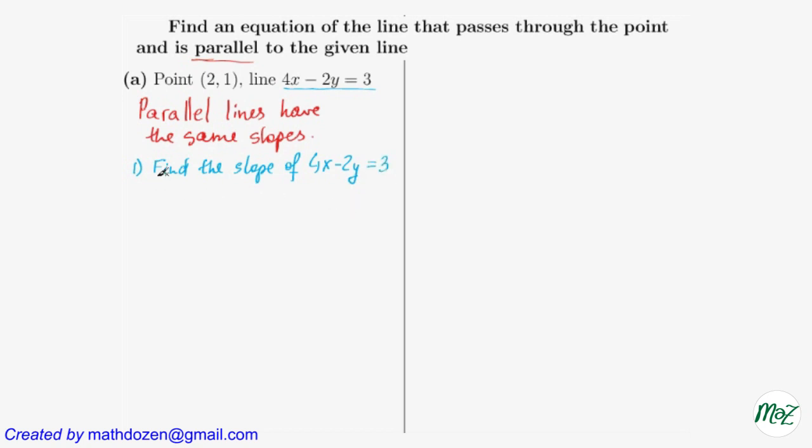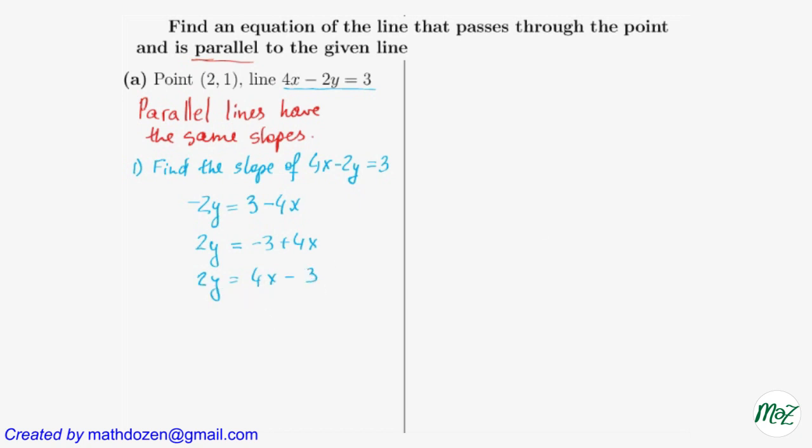Okay, now we'll work on finding the slope of the line 4x minus 2y equals 3. To get started, we'll subtract 4x from both sides. That gives us negative 2y is equal to 3 minus 4x. Then we'll multiply by negative 1 all the way through, and that gives us 2y equals negative 3 plus 4x. I'll rewrite that as 2y is equal to 4x minus 3.